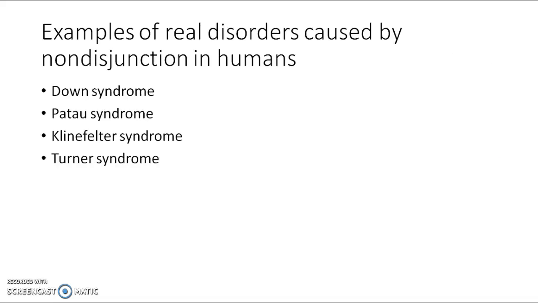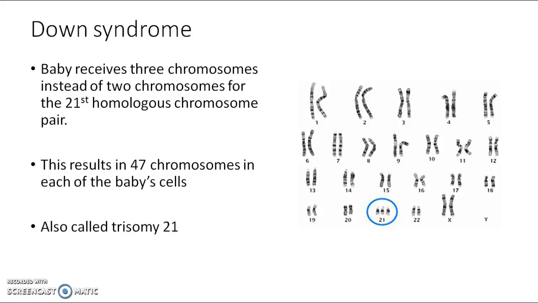So we have some examples of real disorders that are caused by non-disjunction in humans. The first is Down syndrome, and that happens when the baby receives 3 chromosomes instead of 2 chromosomes for the 21st homologous chromosome pair. So we see that in this person's karyotype, which is a picture of all the homologous chromosome pairs in their cell, and we end up with 3 21st chromosomes when we should have 2. We should have 1 from the egg and 1 from the sperm, and in this case, we had 2 from either the egg or the sperm and 1 from either the egg or the sperm, for a total of 3.